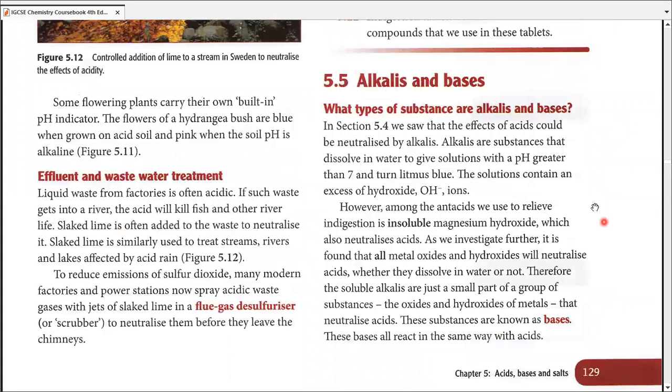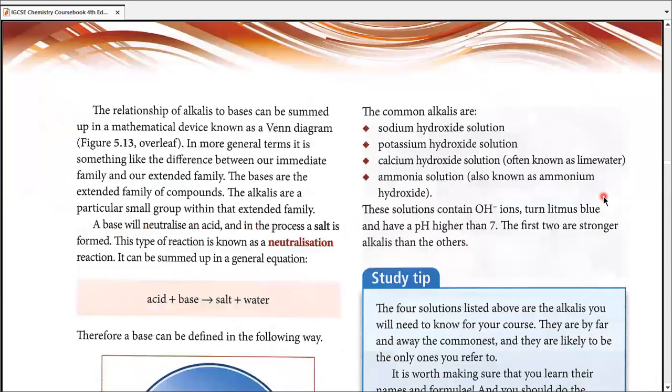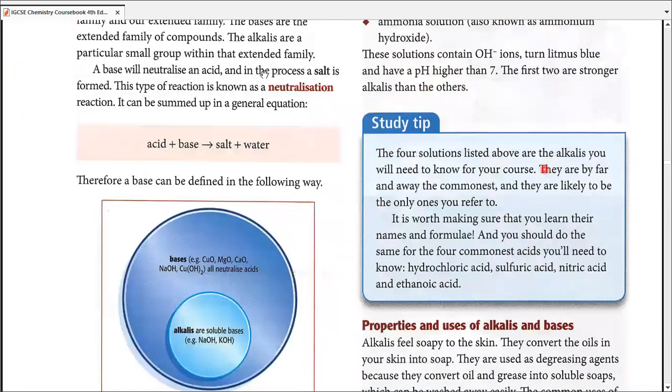5.5, alkalis and bases. We have already defined bases. We're just going to differentiate between alkalis and bases. Before we do that, we have been continuously using the word neutralization. What is neutralization? Neutralization is the reaction of an acid with a base to produce two neutral substances, salt and water. That's how salt is formed.